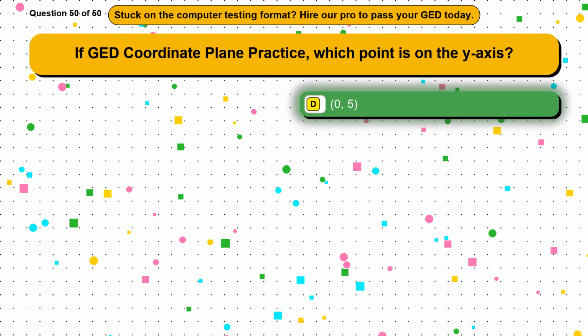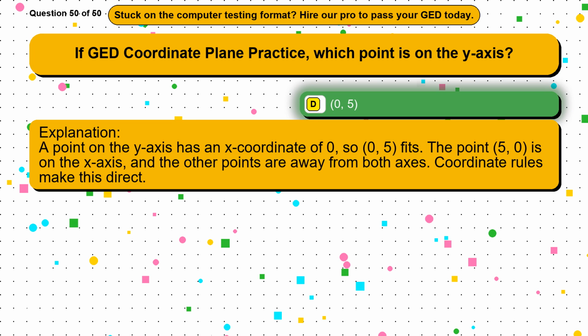The correct answer is option D, 0, 5. A point on the y-axis has an x-coordinate of 0, so 0, 5 fits. The point 5, 0 is on the x-axis, and the other points are away from both axes. Coordinate rules make this direct.